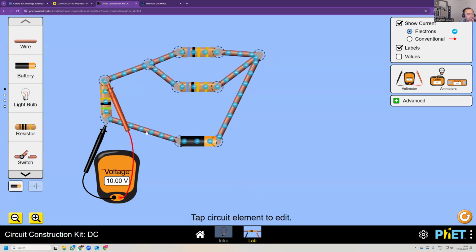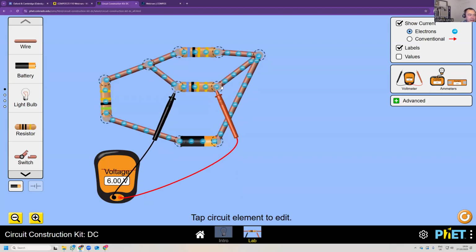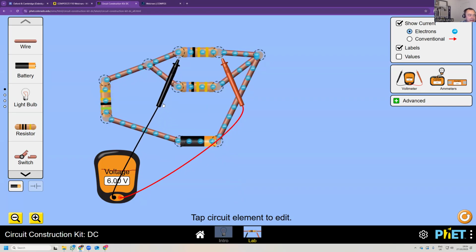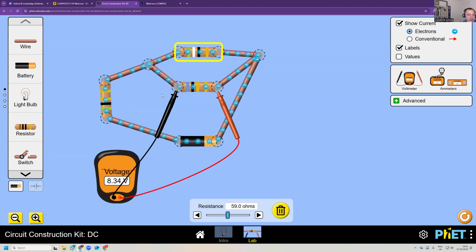Okay, that makes sense. So you can see that this is 10 volts. This is 16 volts. So each of these must be 6. This is 6, and this is 6. Right? So they must be the same, not because they have the same resistance. They would have the same voltage even if they have completely different resistance.